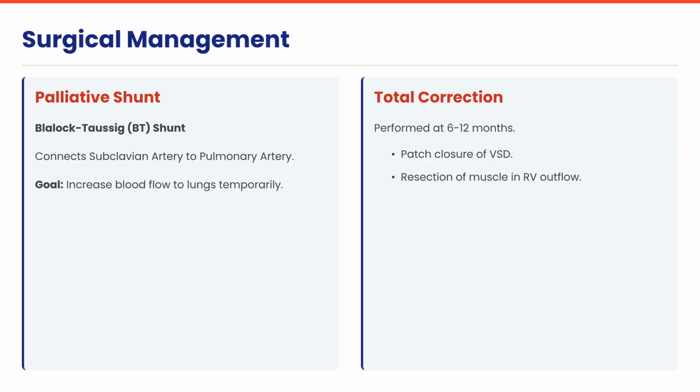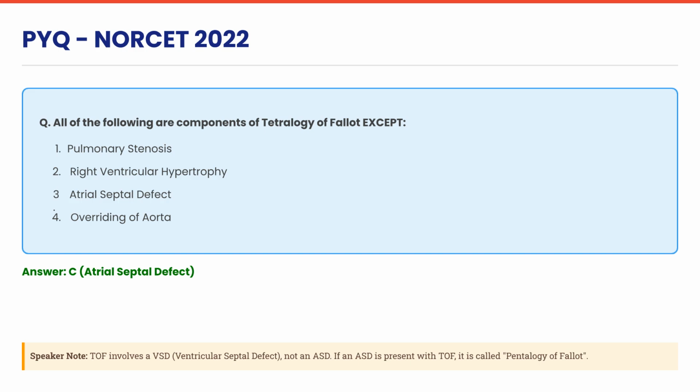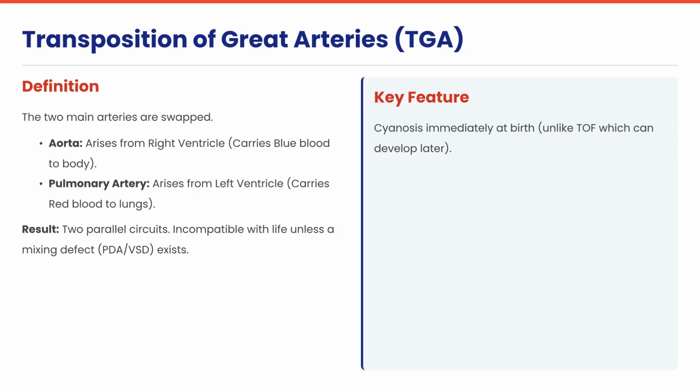Surgical management includes the palliative Blalock-Taussig shunt to temporarily increase pulmonary blood flow. Total correction involves VSD closure and resection of the muscle in the right ventricular outflow. The question asks what is not a component of tetralogy of Fallot. Pulmonary stenosis, right ventricular hypertrophy, and overriding aorta are components. The answer is atrial septal defect.